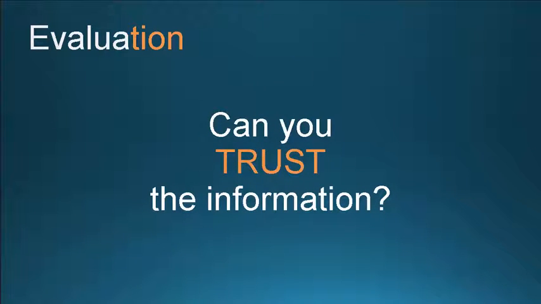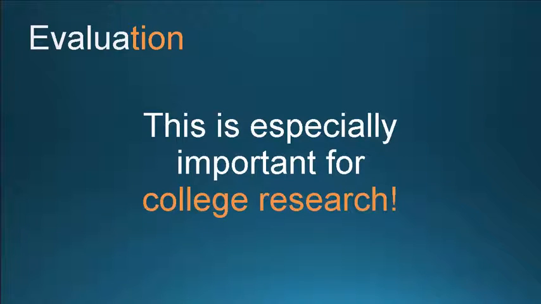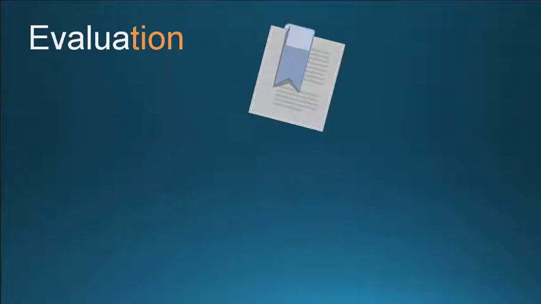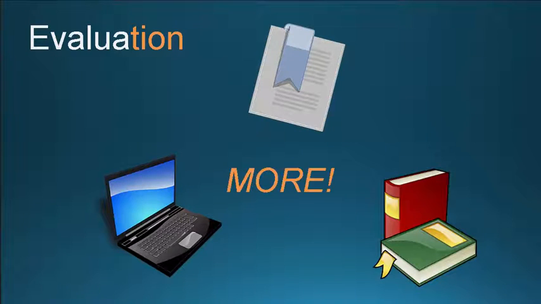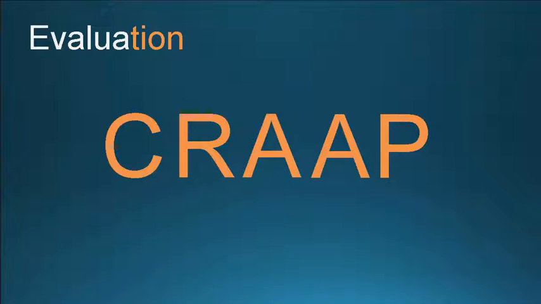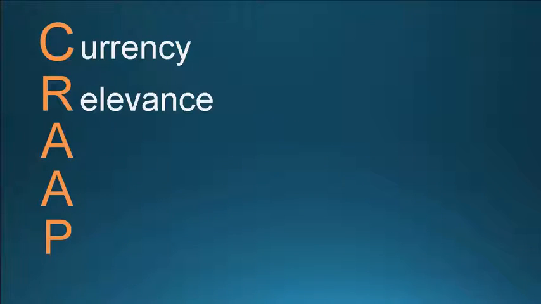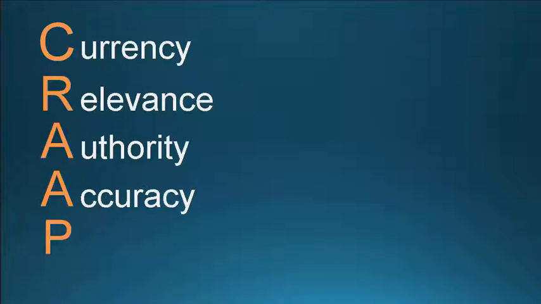When evaluating information for your college research projects, though, you'll want to be a bit more thorough. Here's a great way to remember 5 important criteria for evaluating articles, websites, books, and more. The CRAP method. This stands for currency, relevance, authority, accuracy, and purpose.